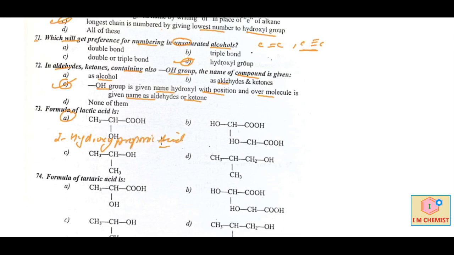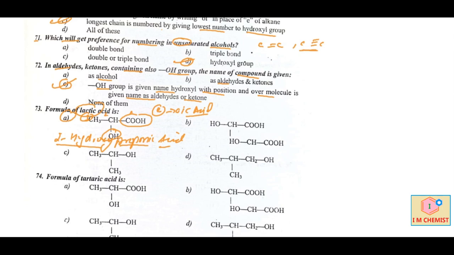propanoic acid. As you can see, this is carbon number 1, this is carbon number 2, while this is carbon number 3. At carbon number 2 you have hydroxyl group, so you will write 2-hydroxy. The parent chain has 3 carbon atoms, so it is propanoic. Since it is an acid, you have to replace the E of alkane with OIC acid in case of carboxylic acid. So option number A would be the correct one. This is the formula for lactic acid.